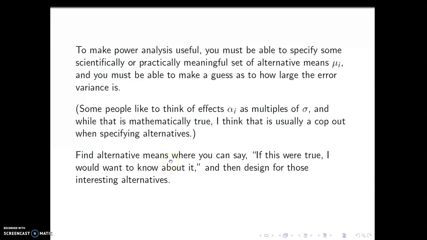Find your alternative means where you say, if this were true, I'd want to know about it. So that's what I usually start out with consultees, is I say, what kinds of practical effects are you really interested in knowing about? And we kind of base those hypothetical means upon that, because those are the things we really do want to be able to detect with power.